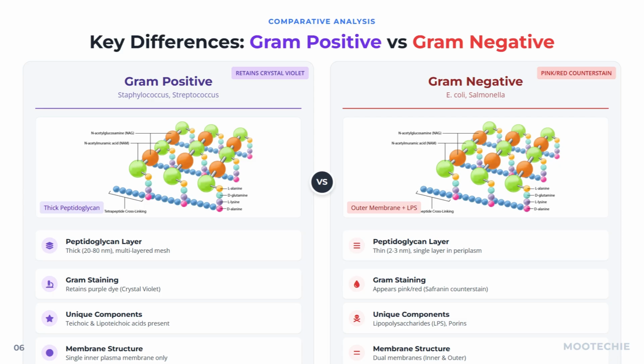Gram staining. Gram-positive retains the purple dye, crystal violet. Gram-negative appears pink or red from the safranin counterstain. The thick peptidoglycan of gram-positives traps the purple dye complex.